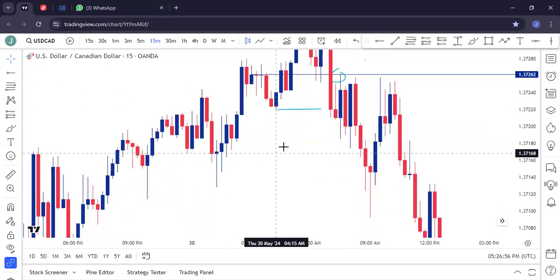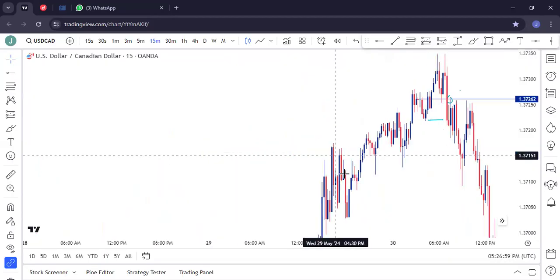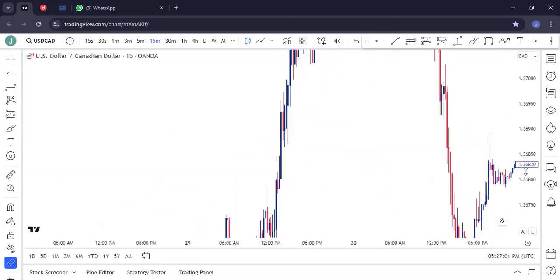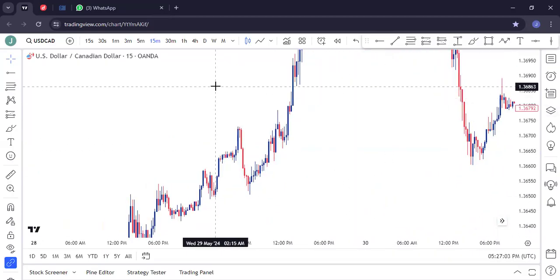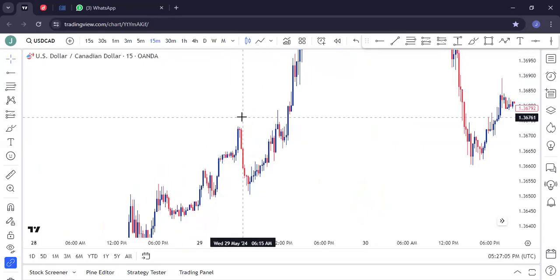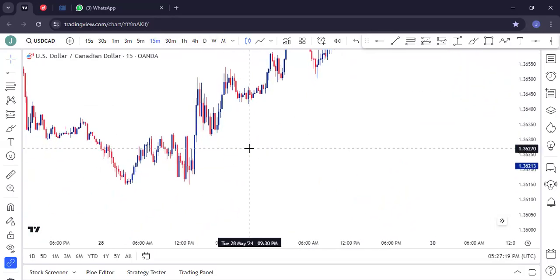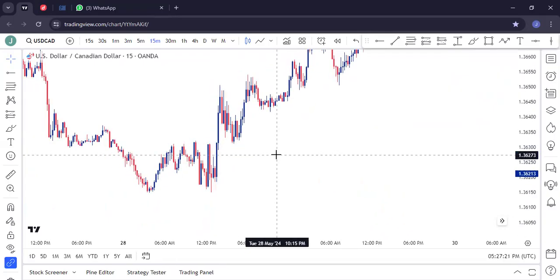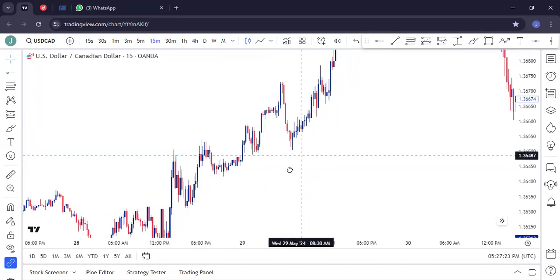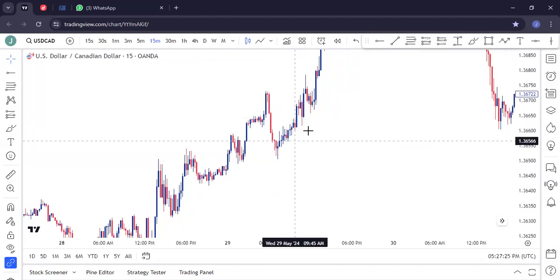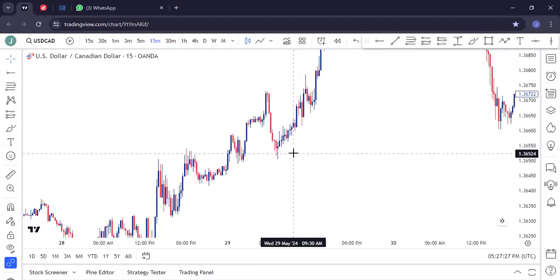Okay, sir. So another example, let's find another example here. Remember, we take these entries only from 15 minutes to lower time frames. From 30 minutes to higher time frames, it's too risky to trade this liquidity engineering. So another entry I took in this pair was somewhere.